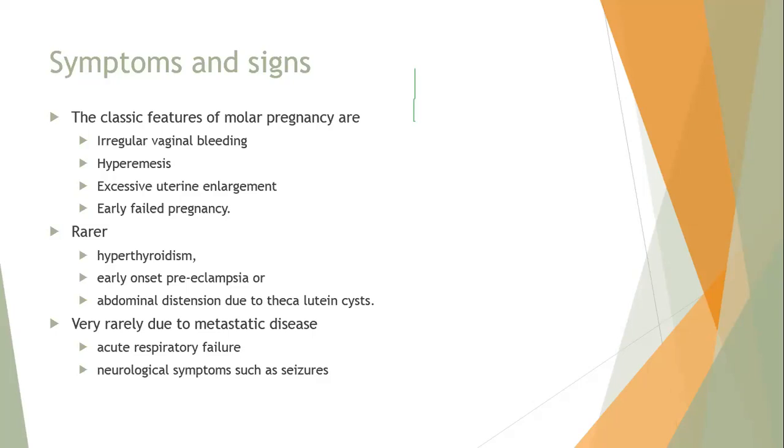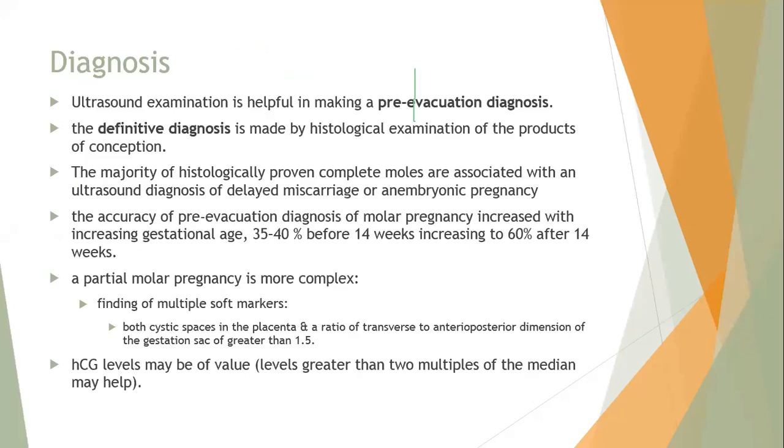Rarely, hyperthyroidism, early onset preeclampsia, abdominal distension due to theca lutein cyst. I think almost always the abdominal distension is due to excessive uterine enlargement. But theca lutein cyst, yeah, it may occur. Very rare is metastatic disease, coming with signs of metastasis, like acute respiratory failure if the metastasis reaches the lung, or neurological symptoms if it reaches the brain, like seizures or whatever.